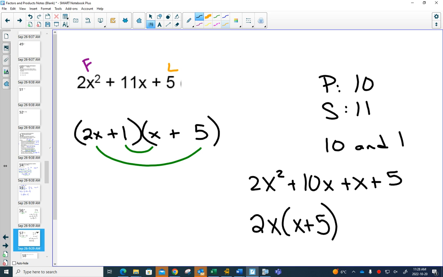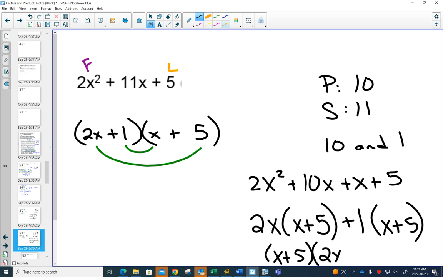And I like to show this example this way because this sometimes comes up in a grouping question and students get stuck. They're like, there's nothing in common with an x and a 5. So what do I pull out? A 1. And that 1 is important because now there's an x plus 5 that gets pulled out. What am I left with? I'm left with a 2x plus 1.